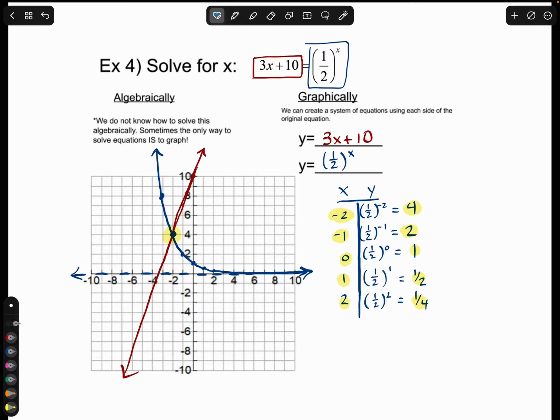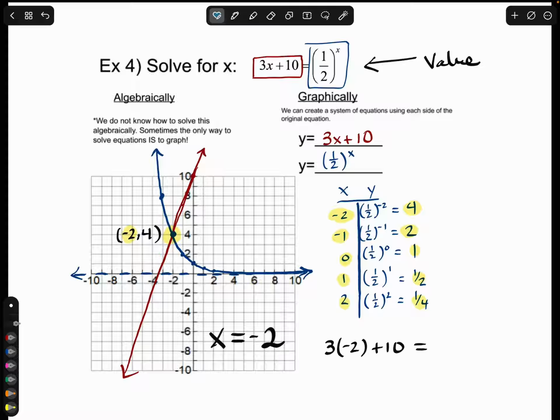So, as we look at it, there's an intersection point. Our point looks like it's at the point -2, 4. So since we're talking about an irregular equation, that value that we're looking for is just the x coordinate. So we're going to say here that negative 2 is our solution.